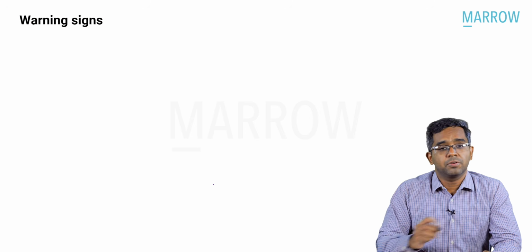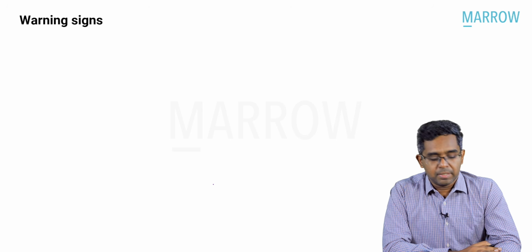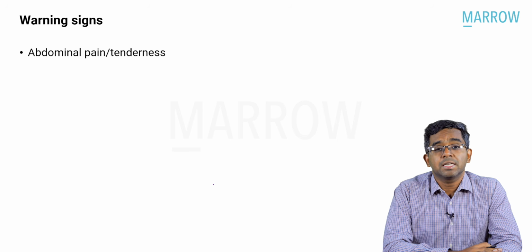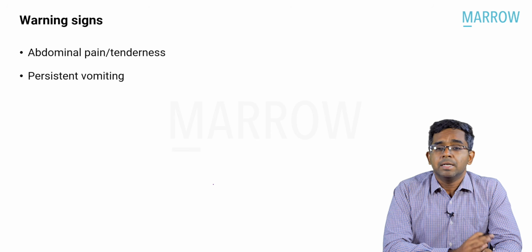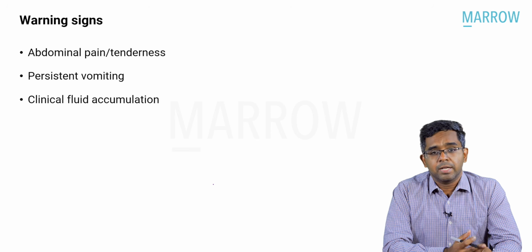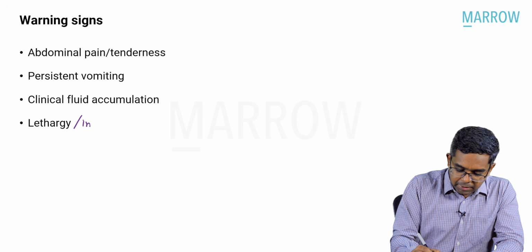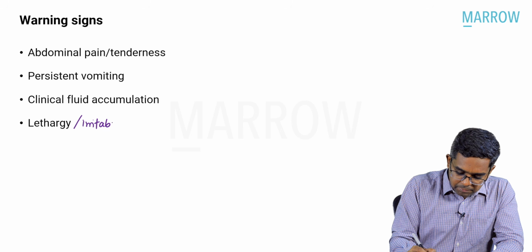Okay, very important for exams also. There are multiple warning signs. Number 1 could be abdominal pain or tenderness. Number 2, child is having persistent vomiting. Number 3 is clinical fluid accumulation. Number 4 is lethargy or irritability, both extremes, irritability or lethargy.